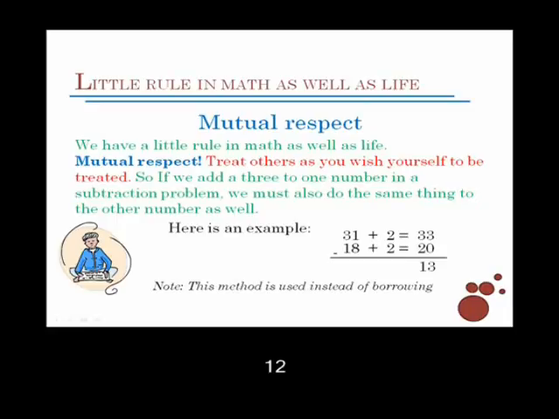And mutual respect says whatever I do to the bottom number, I'm going to have to do to the top number as well. So I'll add 2 to 31. Now I have 33 minus 20, and you can do that quickly and easily in your head, and you can see that the answer is 13. That's as simple as it is. Take that bottom number, get it to its next 10, and then you can do the subtraction.